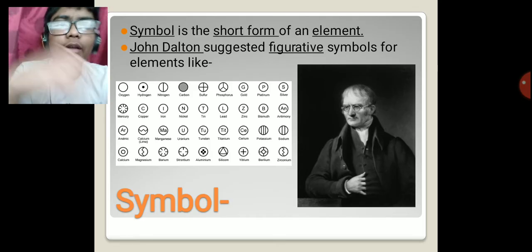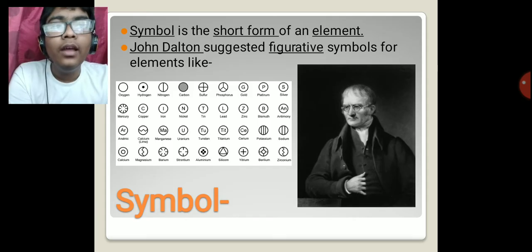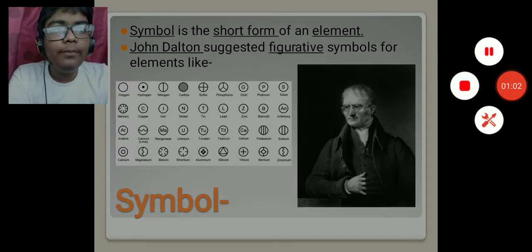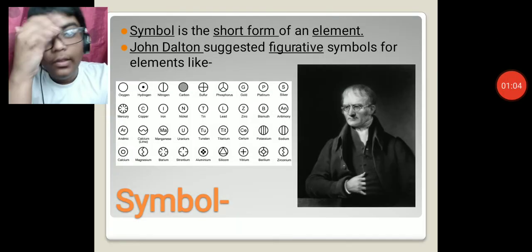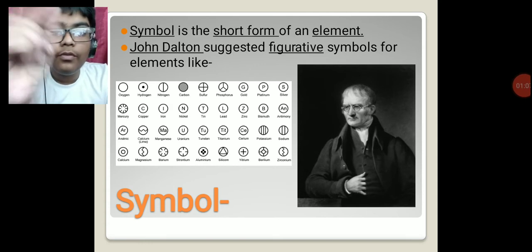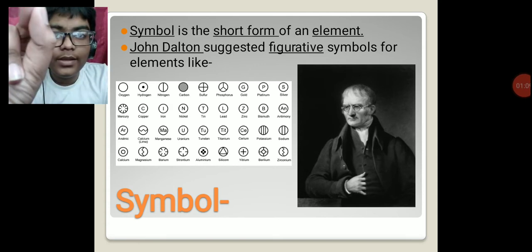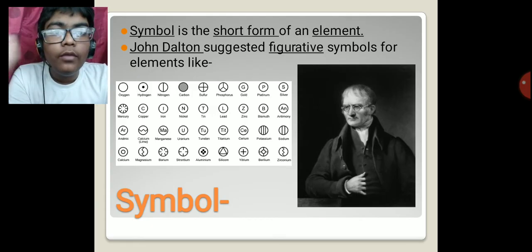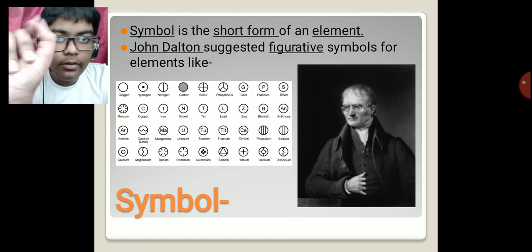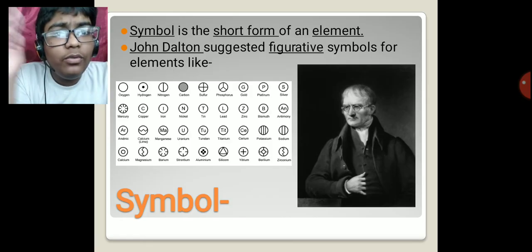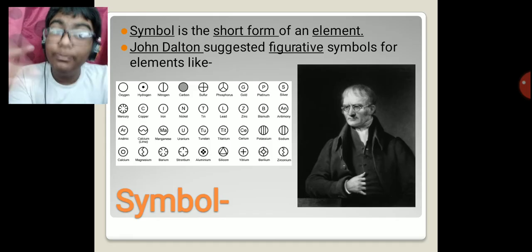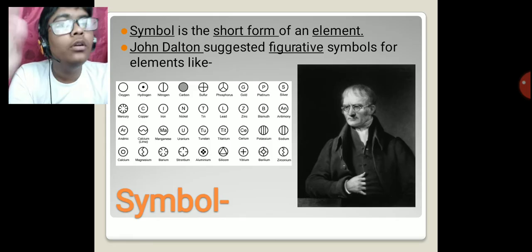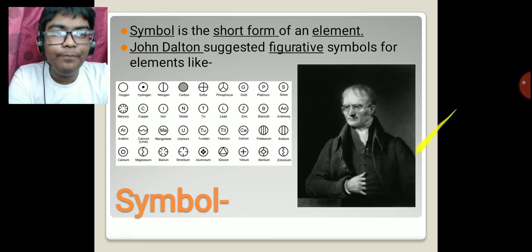First, there was John Dalton who suggested figurative symbols. Figurative symbols means what you can see over here. For oxygen you would draw one circle, for hydrogen you would draw one circle and one dot in it. For nitrogen, one standing line in a circle. For carbon, you would draw a black circle. So, this would have been very difficult, even more complicated. Therefore, this was not taken.